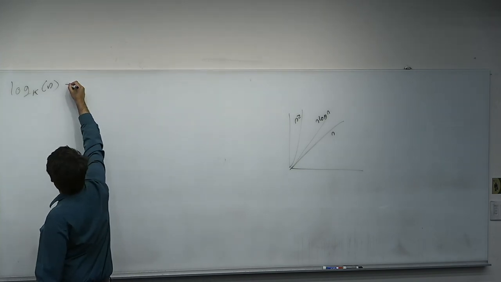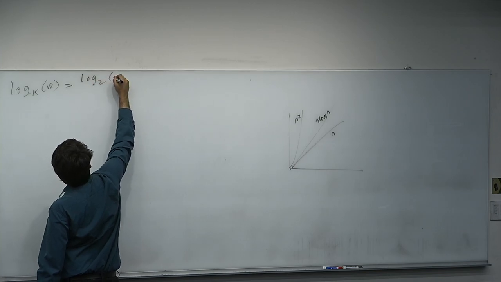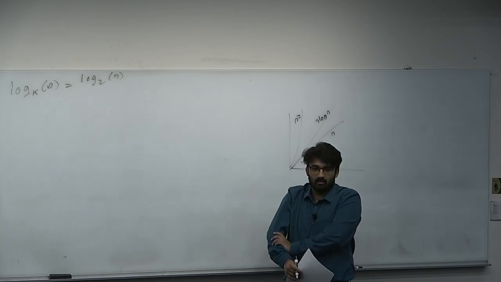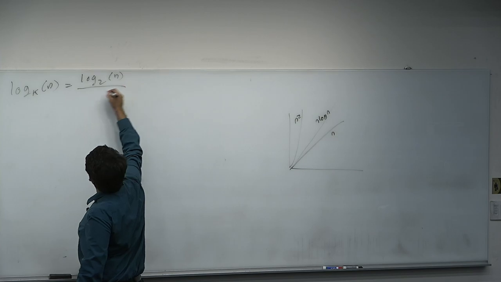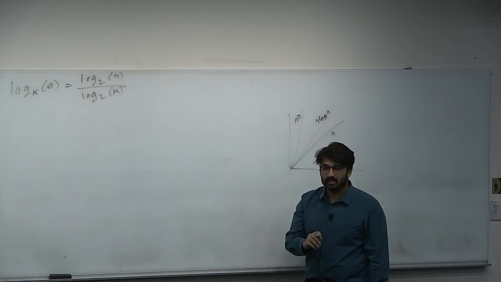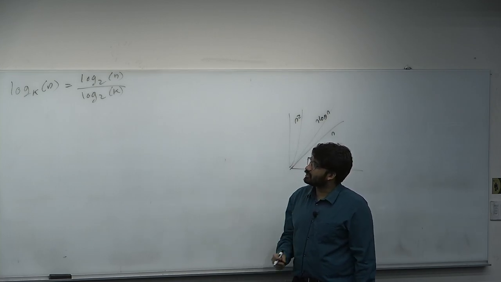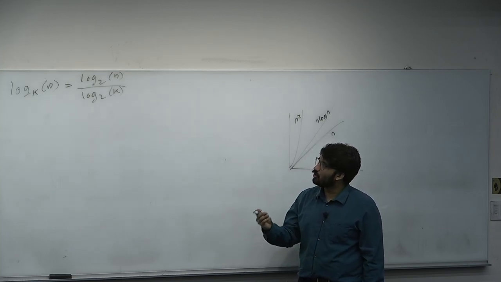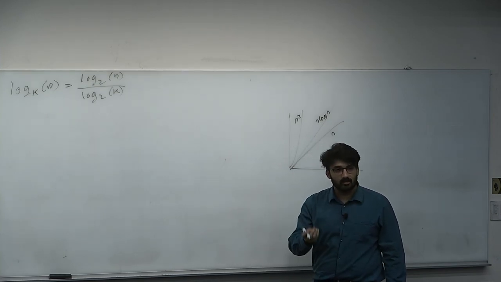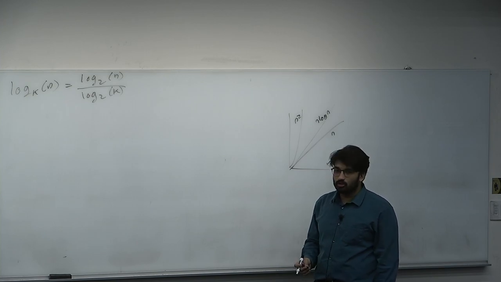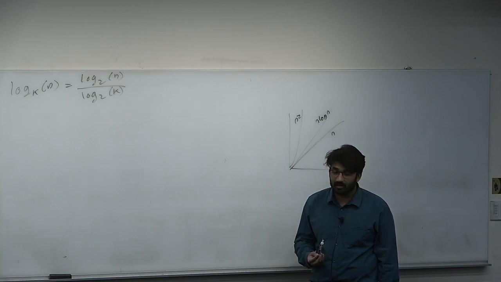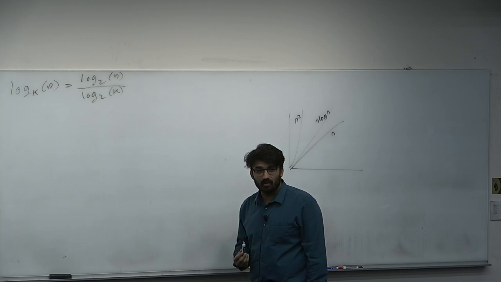Suppose we want to change log k of n into log 2 of n. Do you remember the change of base formula? Yes. That's the change of base formula. To go from base k to base 2, you simply say log k of n is equal to log 2 of n over log 2 of k. And then to get log 2 of n in terms of the other one, you multiply or divide both sides by something, whatever, right? But what is log 2 of k? It's a constant.